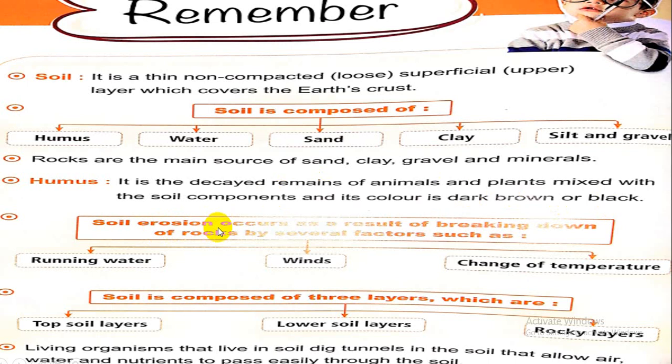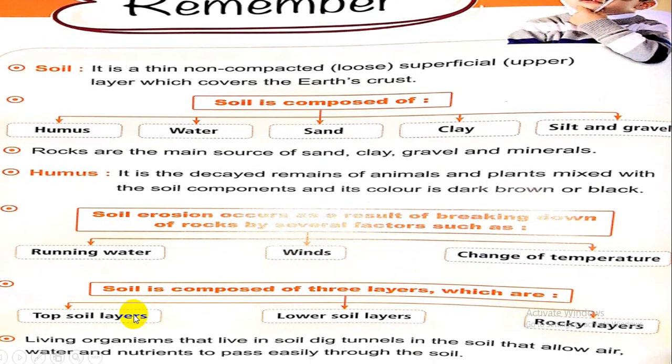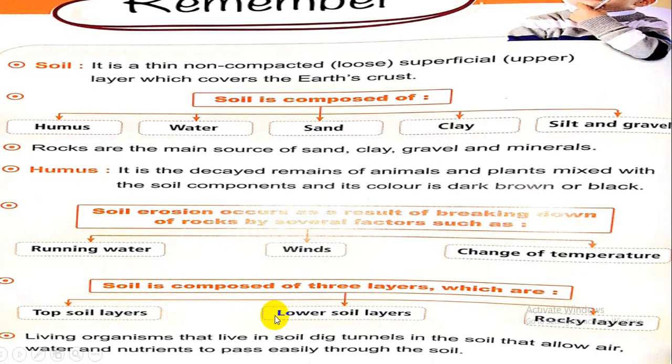Soil erosion, meaning damage, occurs due to the breaking down of rocks by some factors, which are running water, winds, and changes of temperature. Soil is composed of three layers, which are top soil layer, lower soil layers, and rocky layers.